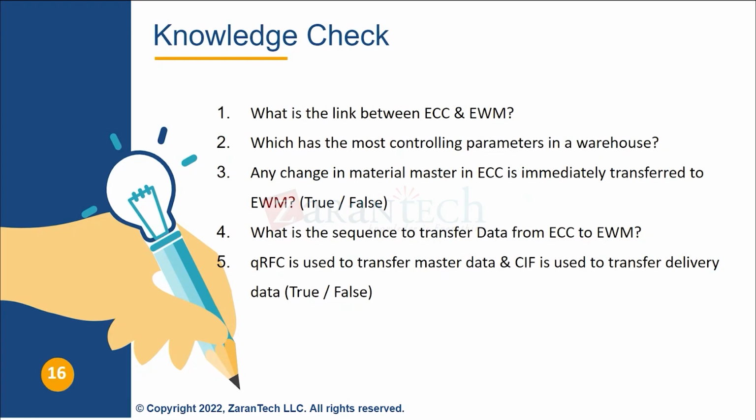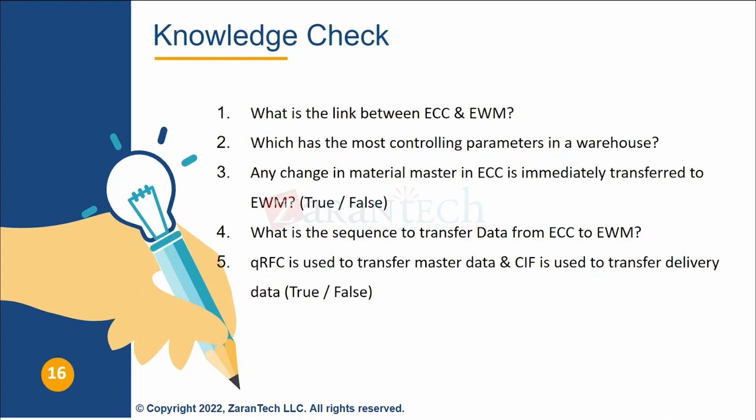Then which is the most controlling parameter in the warehouse? Warehouse number. Yeah, warehouse number, and then storage types. Any change in the material master in ECC is immediately transferred to EWM. Is it true or false? True. Yeah, and how will it be done? Specification.